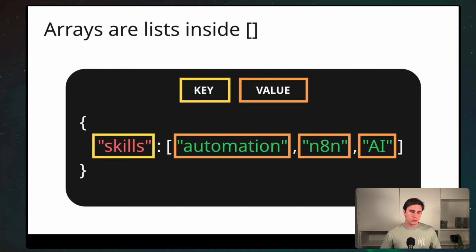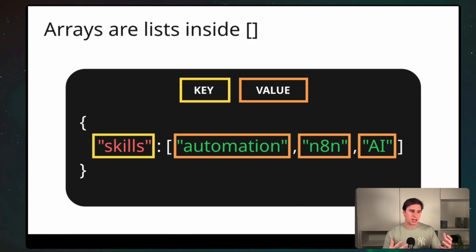In this example, my skill set is the array, and everything inside the array is of the same type. In this example, I have automation, I have n8n, and I have AI. Just recalling what we just described, these are 3 nouns or words, and because we see that they are in quotation marks, we know that by definition, these are 3 strings.